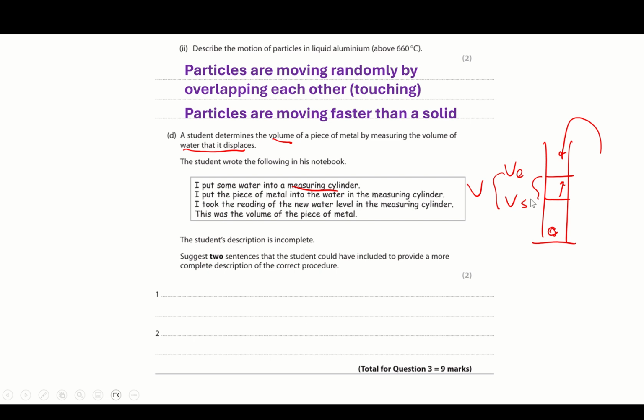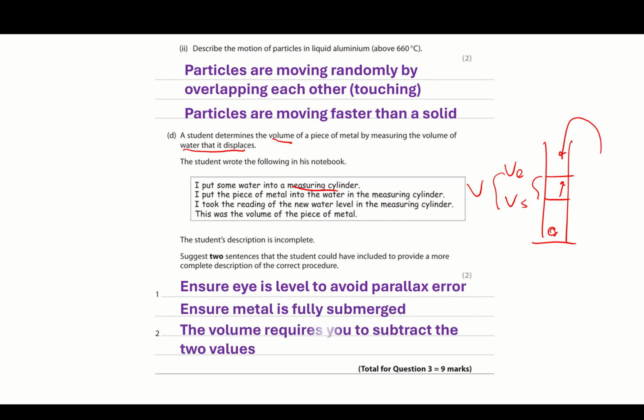So the crucial part is they really should have taken the volume at the start, find the volume at the end, which they've done, and then subtract those two. So that's the key bits of information. So what could they do to provide more? Ensure your eye is level when reading from the meniscus to avoid parallax. Ensure the metal is fully submerged, and the volume requires you to subtract the two values, and you should have measured the initial volume. Any of those. That's that done.